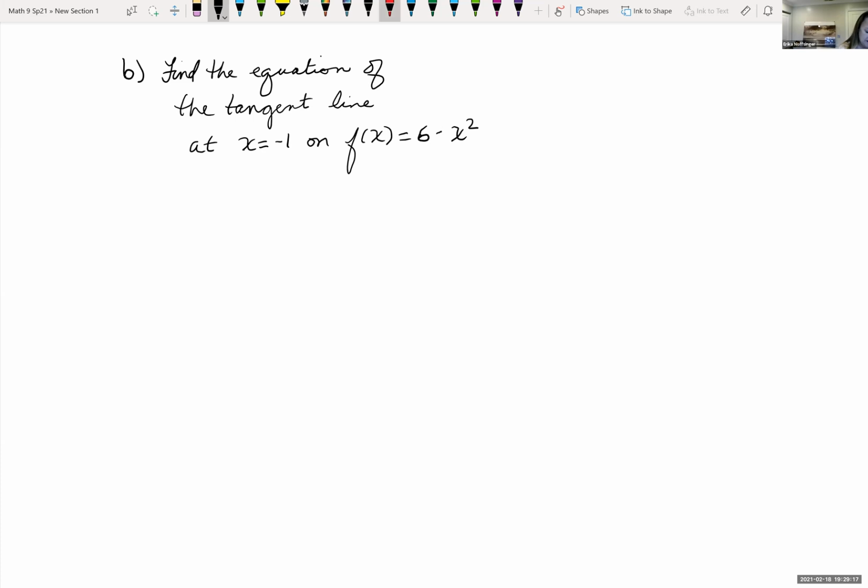And we already found the point by plugging in x equals -1 wherever we saw an x in f of x. So again, if we plug in -1 wherever we see an x, we have 6 minus -1 quantity squared. Squaring the -1 gives us +1, and so we get 6 minus 1, which was 5. So again, we have a point at -1, 5.